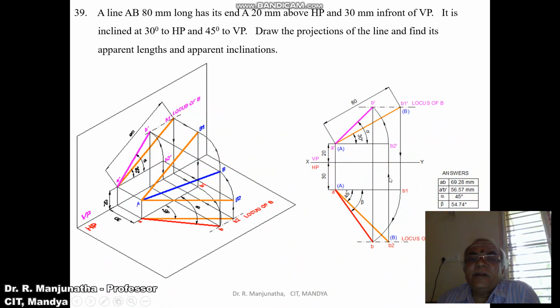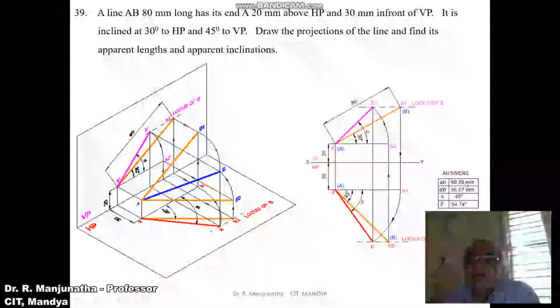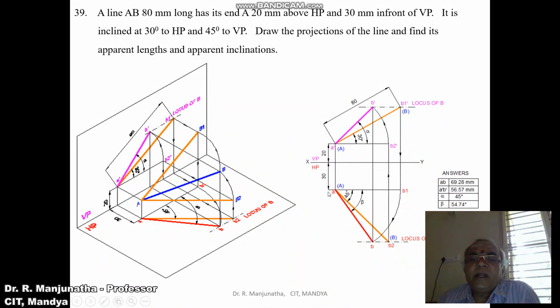The alpha is 45 degrees. And you measure the angle beta with respect to the top view, which is 54.74. In manual, it will be 55. And A dash B dash is 69 mm, and AB will be 57 mm. In computer, it is 69.28 and A dash B dash 56.57. So this will be the final answer. We need to write only this in the sketchbook. So this is how you will be able to solve this problem.